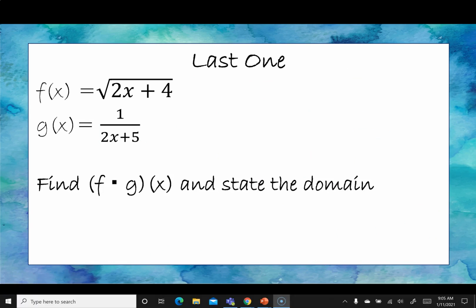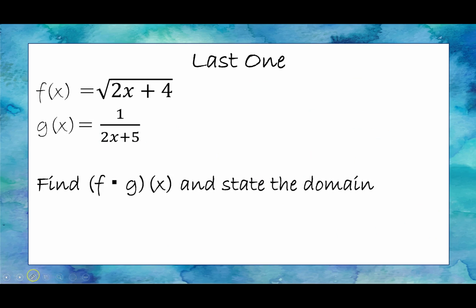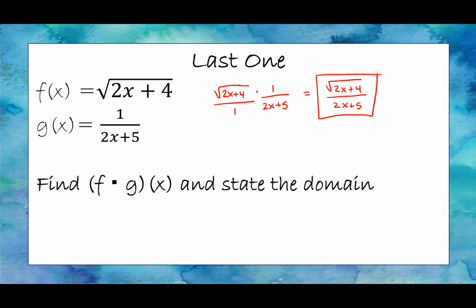All right, this problem wants you to find f times g of x and state the domain. So notice how this is now multiplying. So this is going to be square root of 2x plus 4, and now we're going to multiply it by 1 over 2x plus 5. When we're multiplying things, we can put this over 1. So our answer is going to be the square root of 2x plus 4 over 2x plus 5. So that's our answer, but we also have to take a second to state the domain.